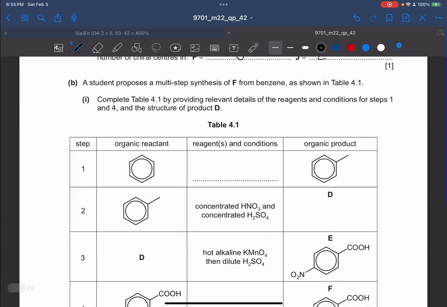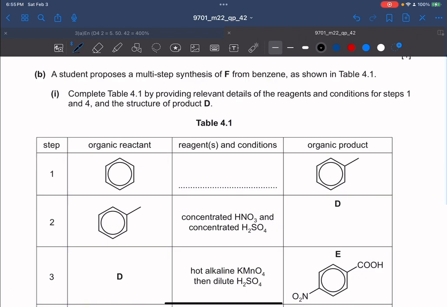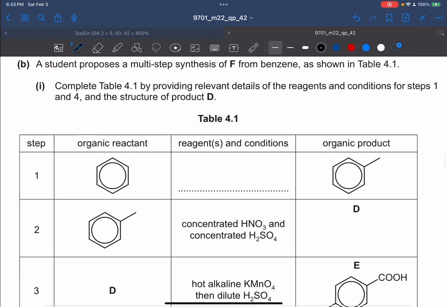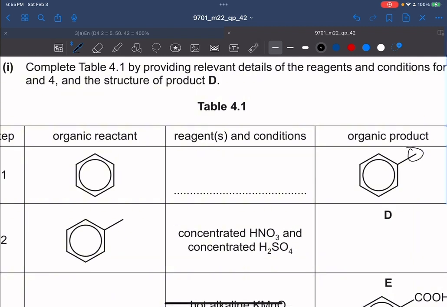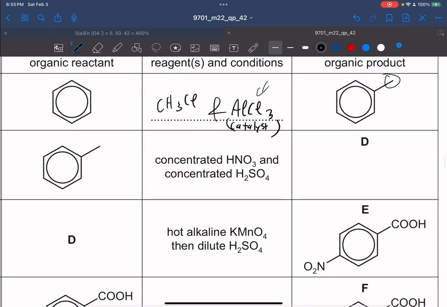Okay, so this is going to be a synthesis question. These questions could be hard if you don't remember your reagents well, but as long as you memorize them, it's going to be pretty easy. So here, what we have is a Friedel-Crafts alkylation, one of the most basic reactions that we learned. So it's just going to be CH3Cl, and we're going to have AlCl3 as a catalyst. I think I'll write that down. Catalyst. This is our halogen carrier.